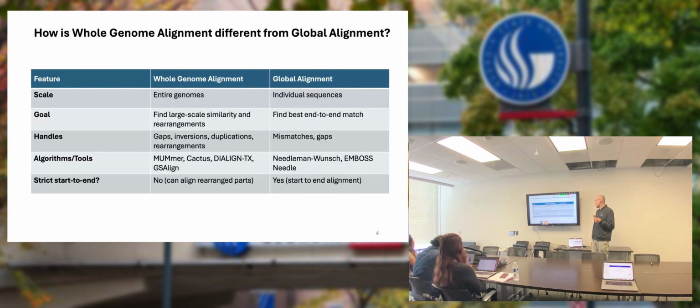And also for the whole genome alignment, we try to find rearrangement. So yeah, for global alignment, we just focus on mismatches and gaps, and the algorithms will be different for these two.